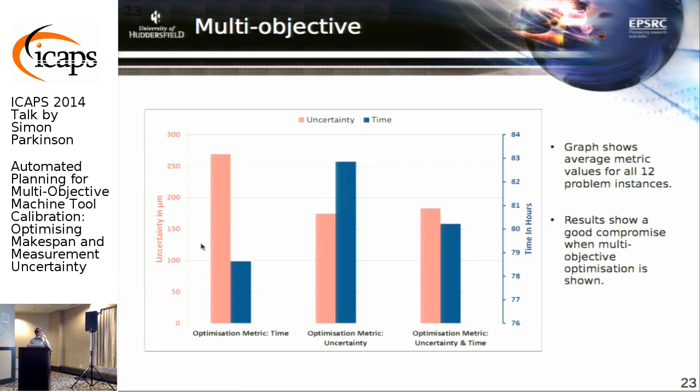So it shows a good compromise. And so we did this for 12 different calibration instances, and you can see there the optimization metrics: time, uncertainty, and then time and uncertainty. So you can get from that a good feel for how it's performing, and this has received some good feedback from our industrial partners, because currently calibration plans are just done by domain experts, and they'll often just do them ad hoc. There's not much structure. But allowing a tool like this for them has proven a significant benefit.